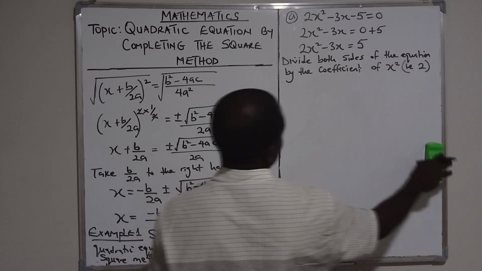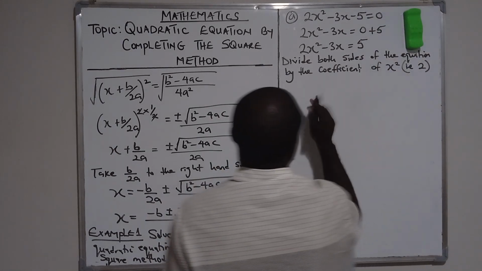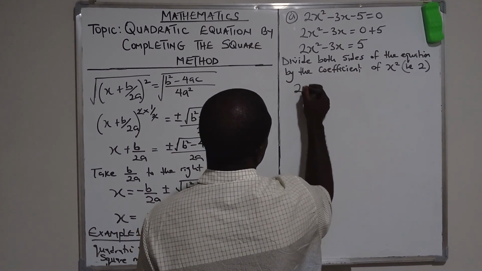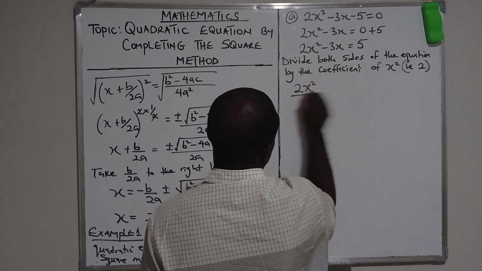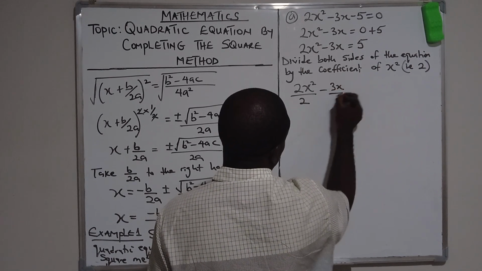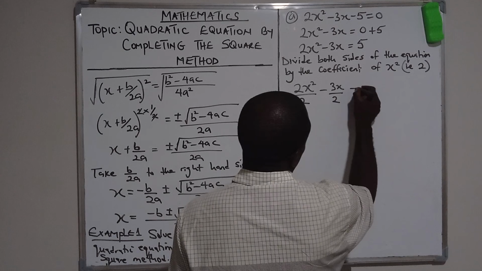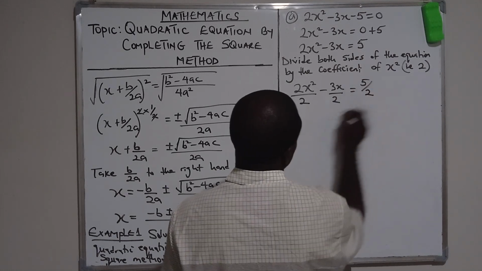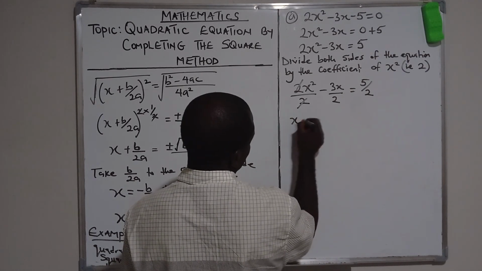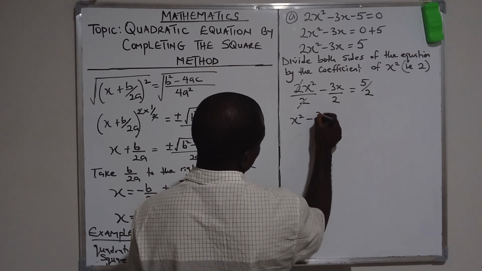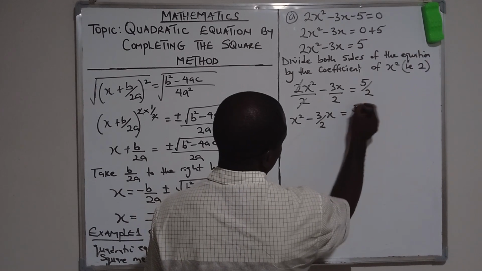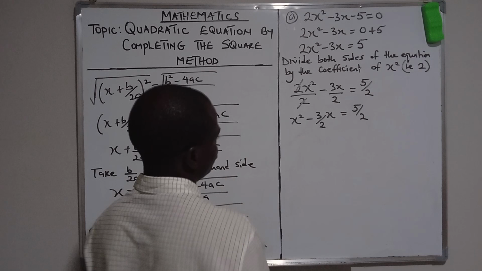Now what you do is say 2x squared divided by 2 minus 3x divided by 2 equals 5 divided by 2. 2 cancels 2. You are left with x squared minus 3 over 2x equals 5 over 2.